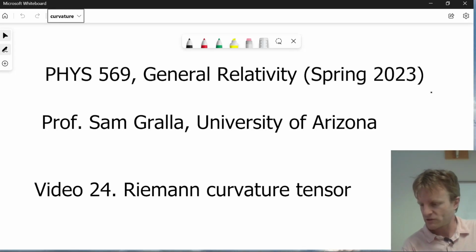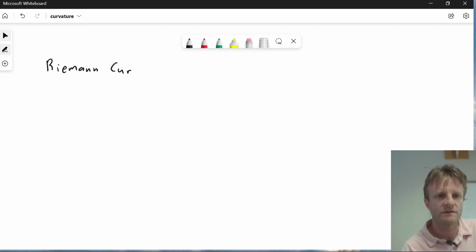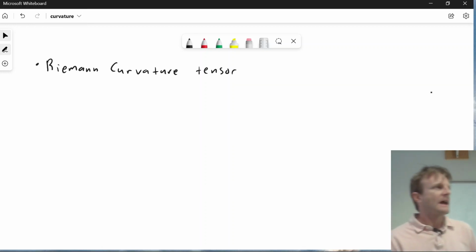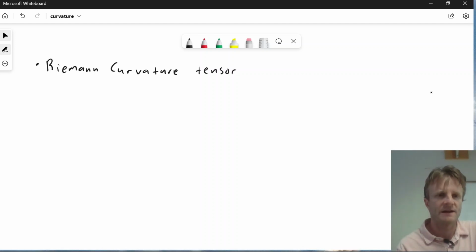If there aren't any questions, we will move into the Riemann curvature tensor. So finally, we're going to have today our invariant characterization of what it means for a space or a space-time to be curved. We've hinted at this a number of times in a number of different ways.